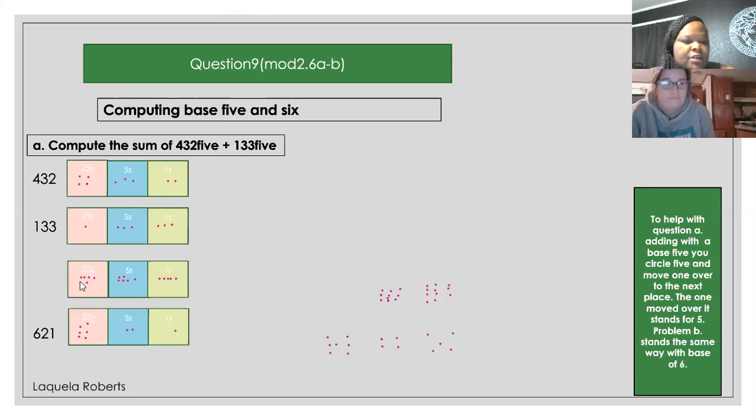And 5 here. 1, 2, 3, 4, 5. So then you bring down and we're going to add it all together. So we got 1, 2, 3, 4, 5, 6, 7, 8. So if you look over here to this side, when we add 432 to 133, it gives us 621. But guess what else? 6 plus 2 plus 1 gives us 8. 6, 7, 8, 9. Okay?